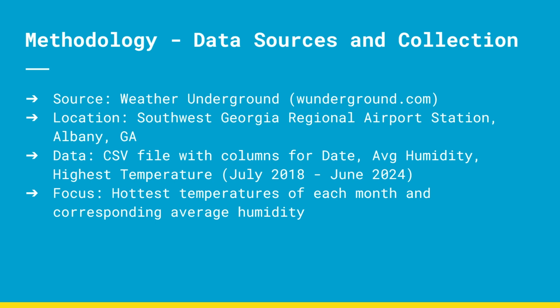And of course, each of these data points range from July of 2018 to June of 2024. For the focus, we're going to be looking at the hottest temperatures of each month and how they correspond with average humidity. So we'll be looking at the trends and possible patterns.